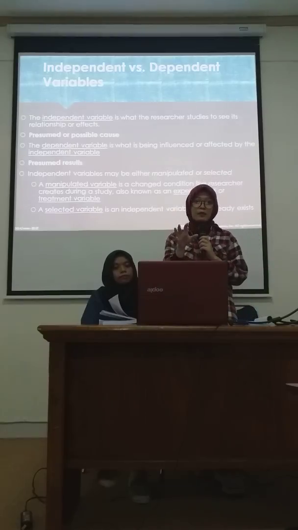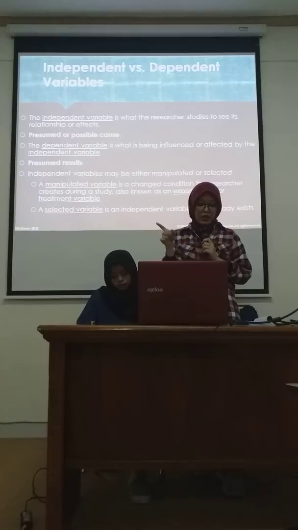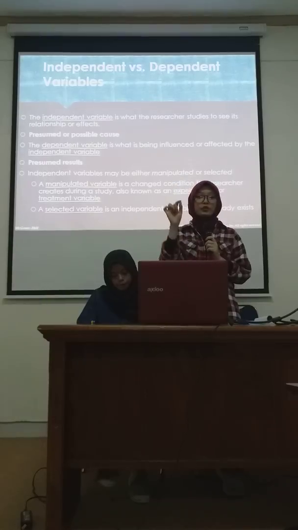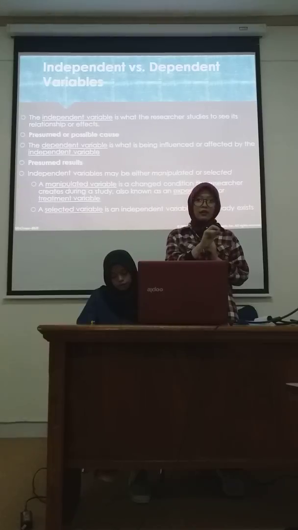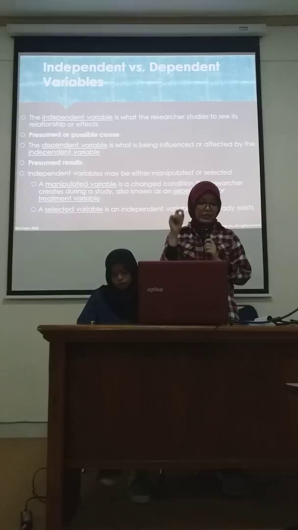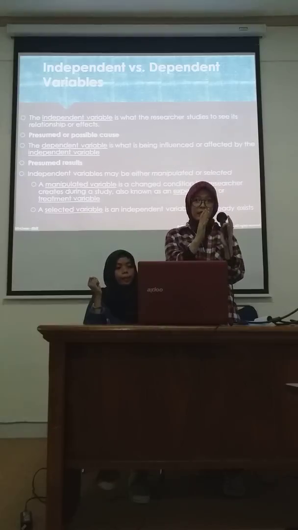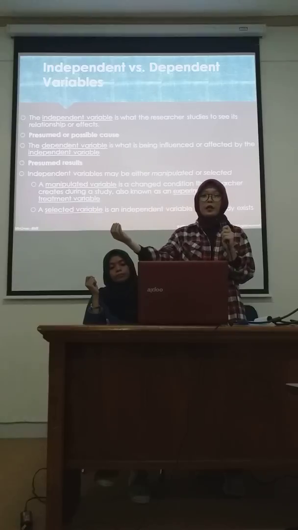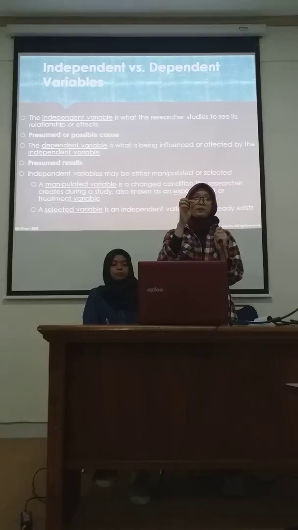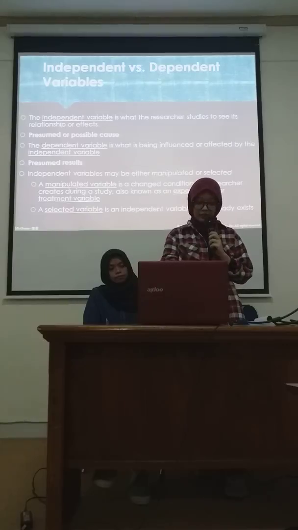Okay, I give an example for all of you. This is the example: a study related to learning outcomes and interest in learning. The free object is learning interest, and the effect is learning outcome. So, learning interest is the independent variable, and learning outcome is the dependent variable because the outcome is affected by the independent variable. I mean, the independent variable influences the outcome. Okay, is that clear?